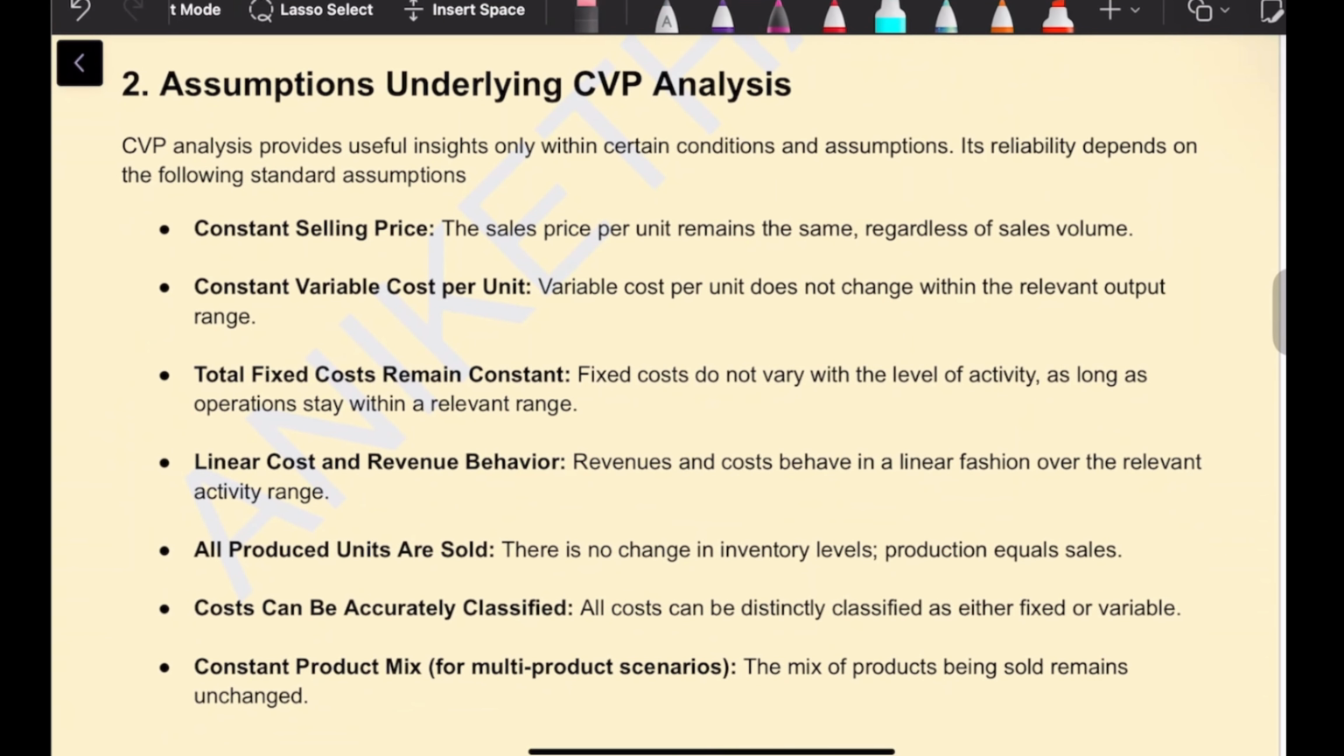What are they? One is the constant selling price. This assumption may not always be true. If I'm getting a bulk order, there will be some discounts or economies of scale will apply, so my selling price will vary. The same thing is applicable for variable cost per unit also, because if I'm doing bulk purchase from my suppliers, I will get some discount. So variable cost per unit is also not constant.